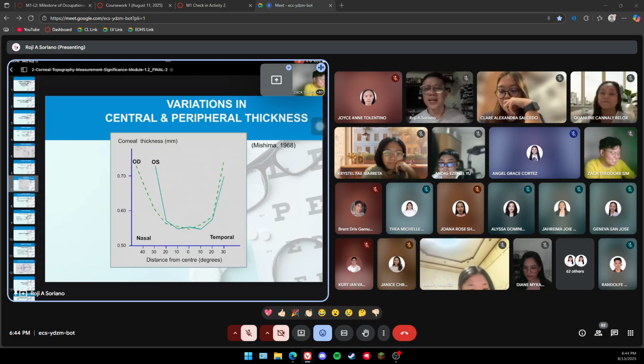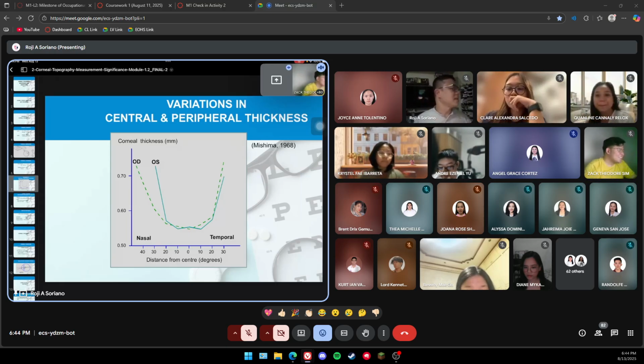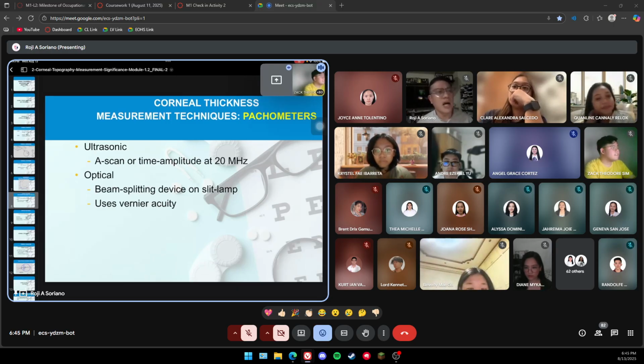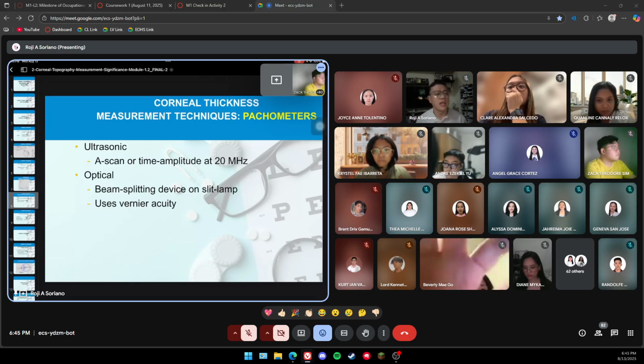All right, so far we're good. Okay, Zach, where is your partner? I don't see him. He's not around. Okay, let's go. Corneal thickness. This is done using a pachymeter. You have your ultrasonic, the A scan. We can also measure it using the beam splitting device on the slit lamp. How thick, right? That's why you can see A, B, C, D when you do your external.